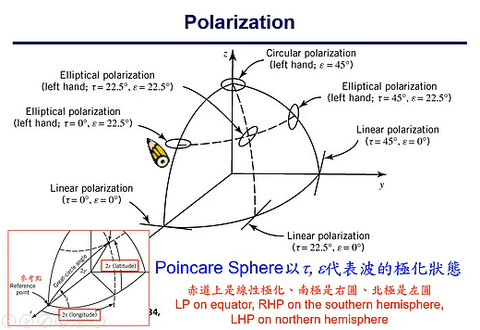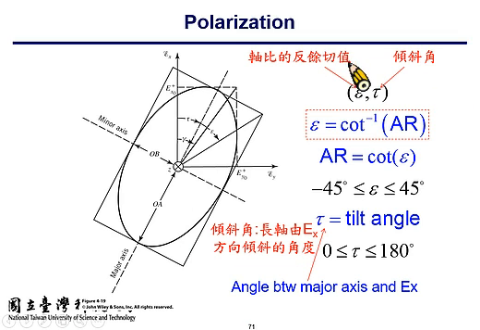So what we need to know is the definition for epsilon and tau. So let's look at the definition. Epsilon is the arccotangent of the axial ratio. In other words, the axial ratio is the cotangent of epsilon. Epsilon here is the arccotangent of the axial ratio.